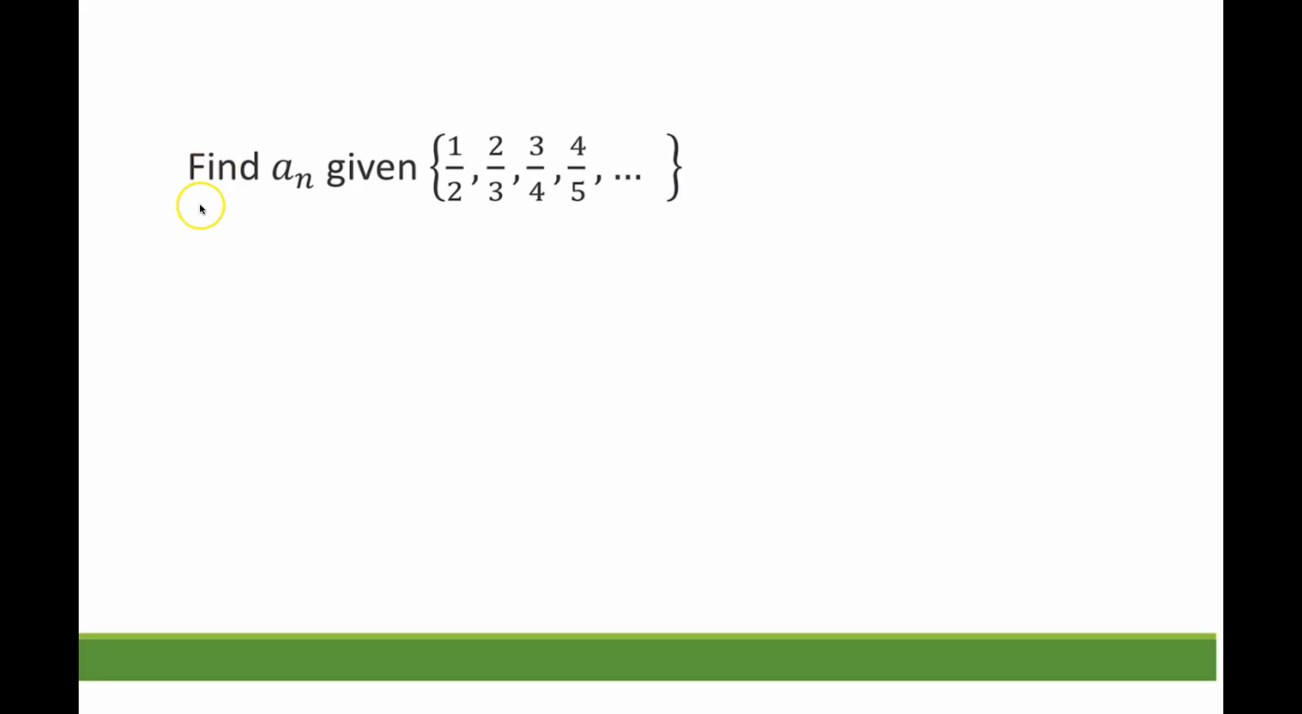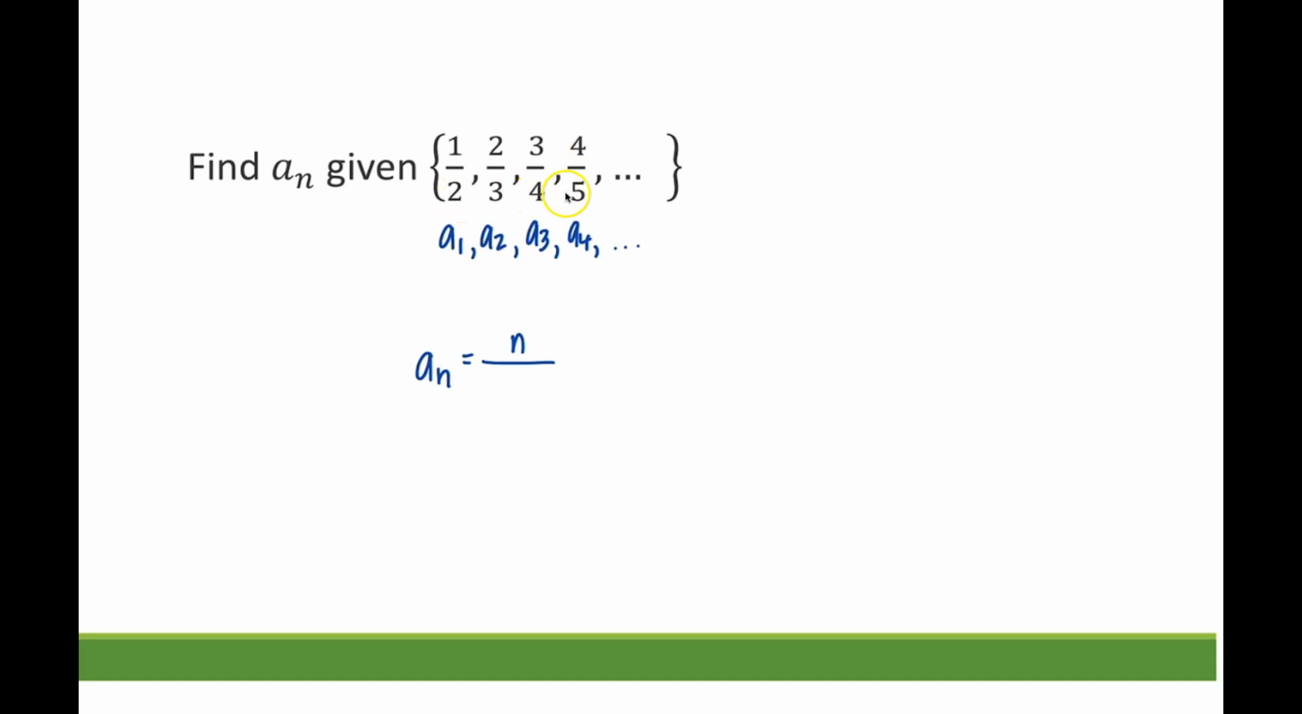In this example, we want to find a sub n given the first few terms of a sequence. So we are given a sub 1, a sub 2, a sub 3, and a sub 4. And again, we need to find the a sub n general rule. So here, let's split it up and focus on the numerator and denominator. Notice that the numerator just matches the subscript. So the numerator general rule is going to be just n. Whatever the subscript is, that's going to become the numerator.